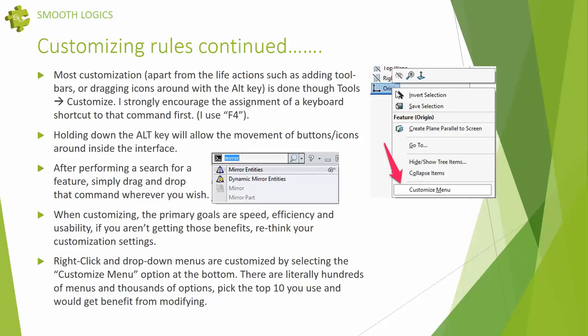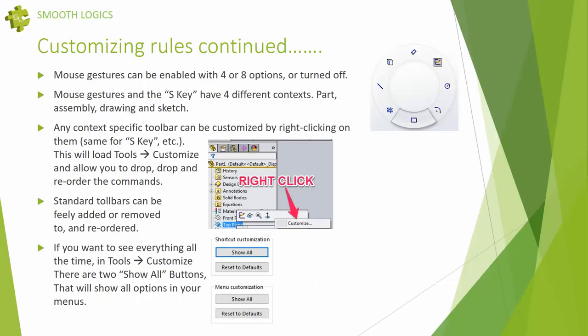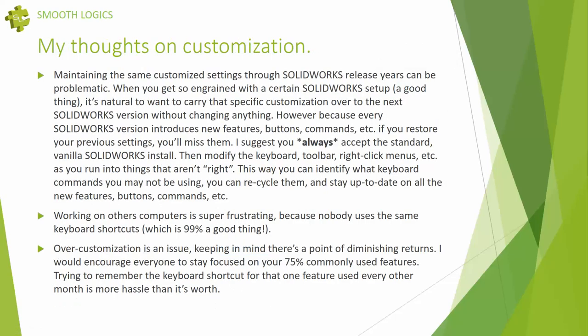So as I said, your right-click menus and your view menus are all customizable using the customize menu option at the bottom. Mouse gestures can be enabled with 4 or 8 options, or turned off. Mouse gestures have 4 different contexts: part, assembly, drawing, and sketch. Again, I'm not a big fan of mouse gestures, but if the keyboard shortcut isn't your cup of tea and you're clicking on everything now, I would encourage you to work on the mouse gestures because it's better than clicking on icons all the time. But if you're game for using your keyboard and leveraging keyboard customization for speed and efficiency, I do believe that is a far superior method inside of SOLIDWORKS. Standard toolbars can be added or removed too. Any in-context pop-up menus can be edited by right-clicking and selecting customize. If you want to see everything, we just went over that.